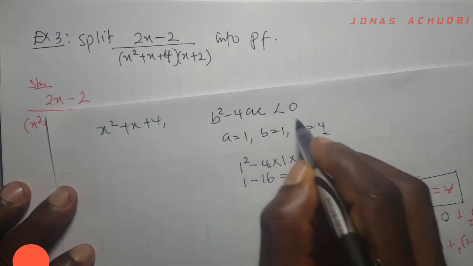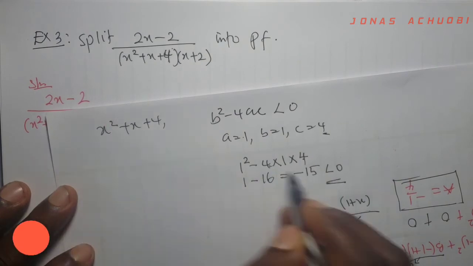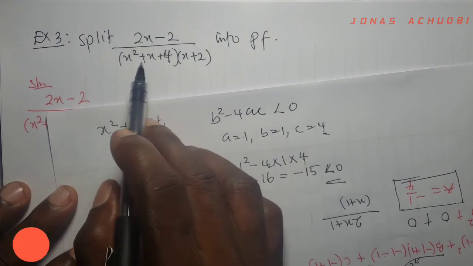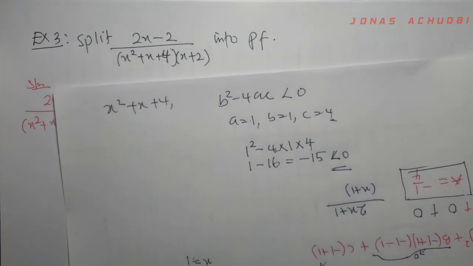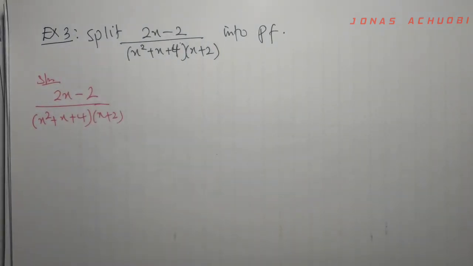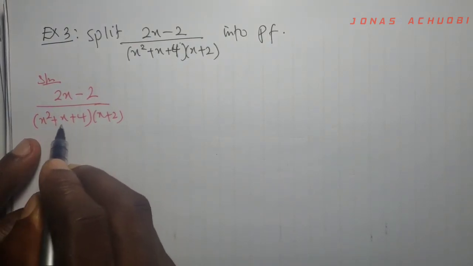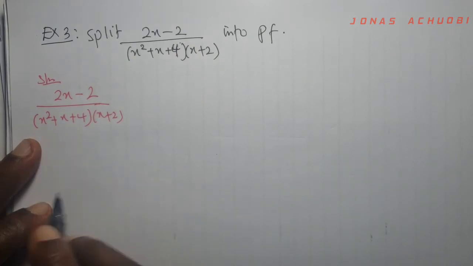So once you test your discriminant on a quadratic factor and you have anything that's less than 0, this tells you that that expression cannot be factorized. That's just one way of knowing. Okay, let's go ahead. So we have seen now that we cannot factorize this expression. Therefore, what do we do? We apply case 3.